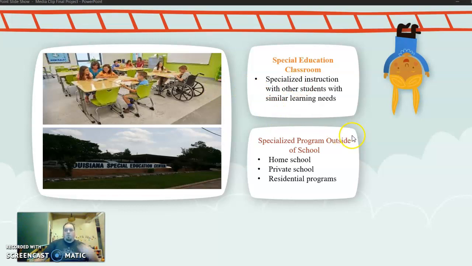Outside of programs in the school, again, there's the homeschool, there's private school programs, and residential programs. These are extreme cases for the students where a general education classroom and special education classrooms just aren't appropriate for the student, or the school is not able to give them the appropriate services as well.